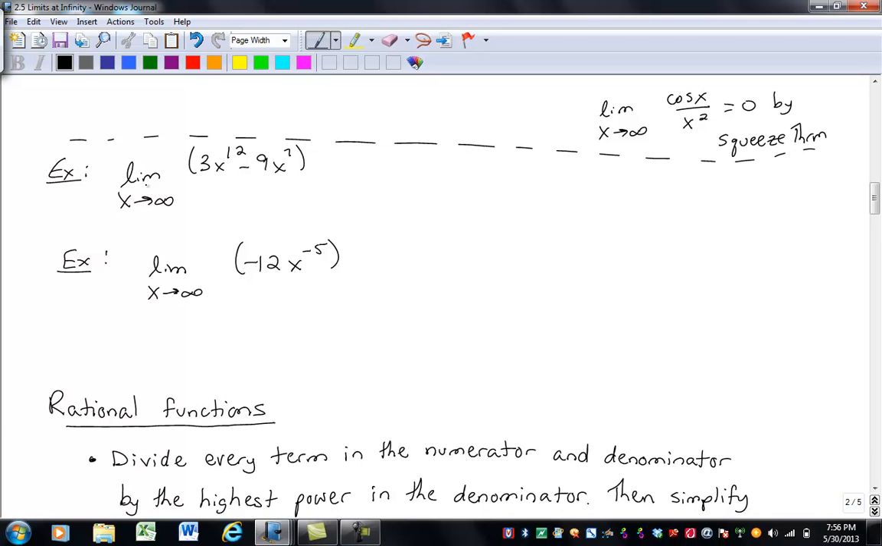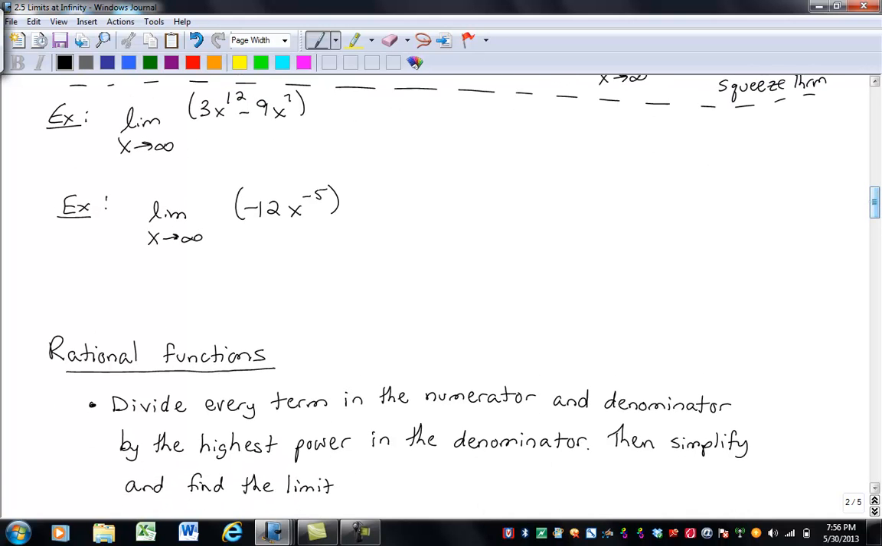Here I have the limit as x goes to infinity of 3x squared minus 9x to the 7th. Well, since it's a polynomial, as x goes to infinity, the only thing I have to worry about is the highest power term, which in this case is 3x to the 12th. When I plug positive infinity into x to the 12th, I'll get positive, really big numbers. And when I multiply them by 3, they're just bigger. They stay positive, though. So this limit works out to infinity because the limit of the leading coefficient, the highest power term, gives me infinity.